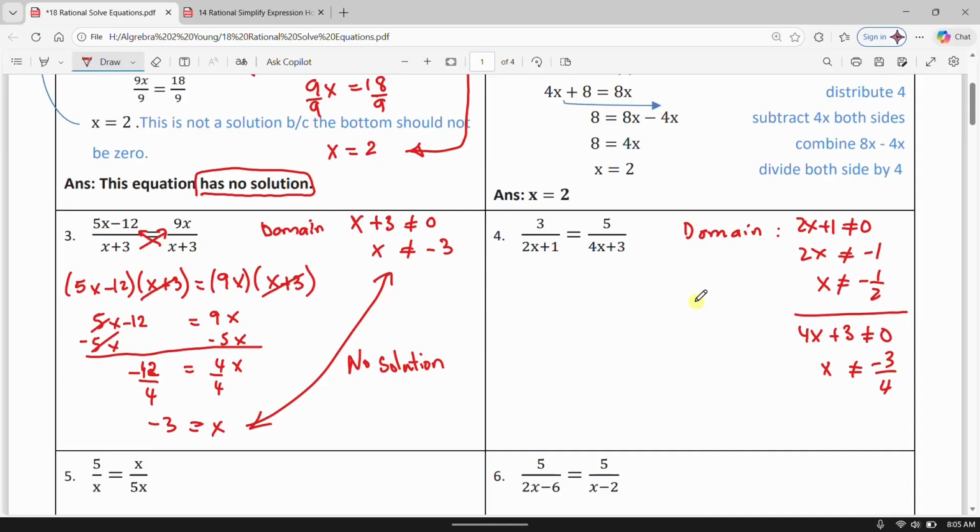After you solve it, you need to cross out the solutions if it's equal to negative 1 over 2 or negative 3 over 4. So now I'm going to cross multiply. Again, keep everything in the bracket when you multiply. Very, very important, or you're just going to get the whole problem wrong.